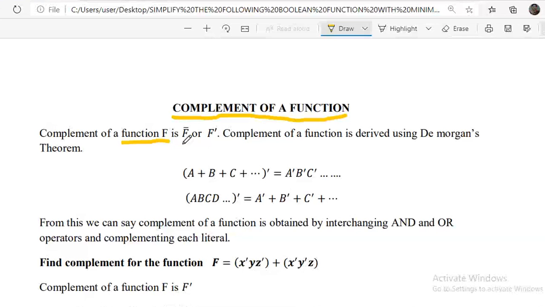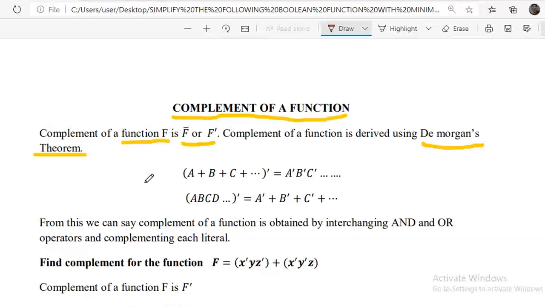Next, if we are going for taking complement, the main thing we are going to use is De Morgan's theorem. Do you remember De Morgan's theorem, ma? You remember De Morgan's theorem? You have two simple formulas in De Morgan's.